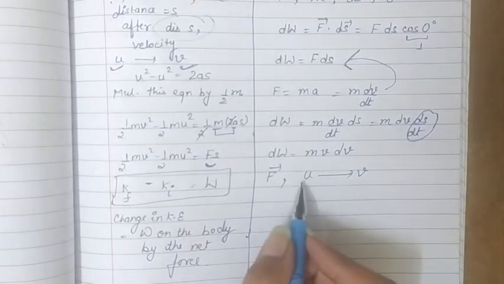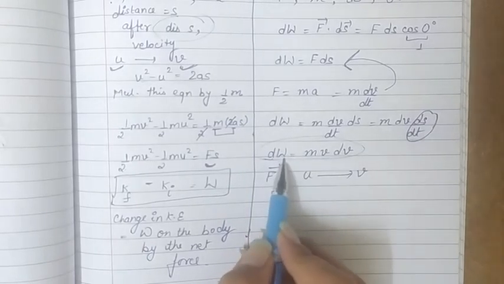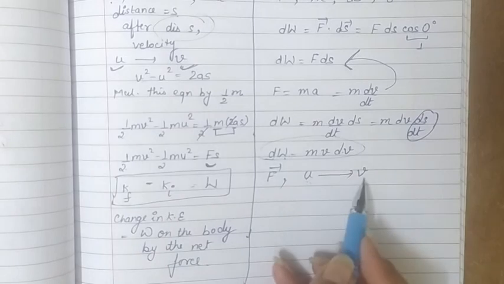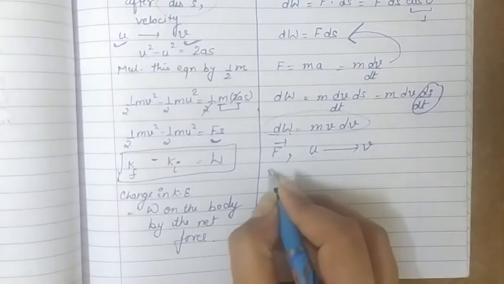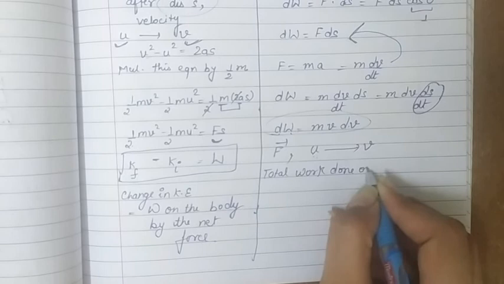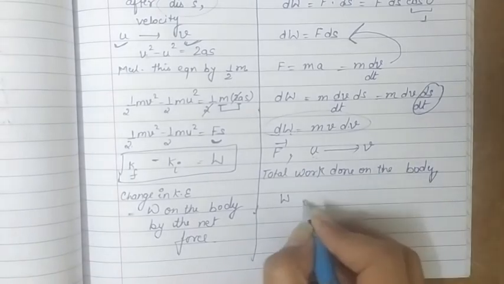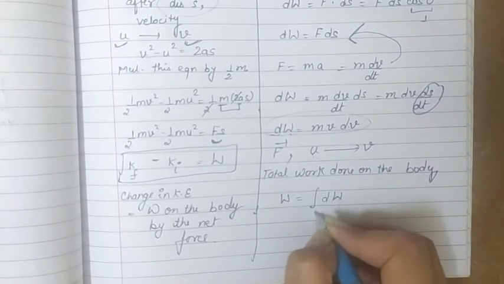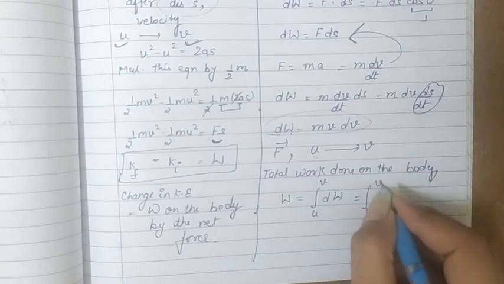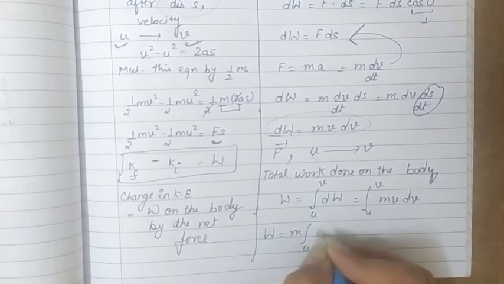The total work done on the body can be obtained from this equation by integrating this small work done within the limits of u and v. If we integrate it in the limits of velocity from u to v, we can get the total work done. So total work done on the body will be W is equal to integral dW. Now the integral will be done in the limits of u and v because it is in terms of velocity. So integral from u to v of mv dv. Mass is constant, we take it outside the integral, m times integral from u to v of v dv.